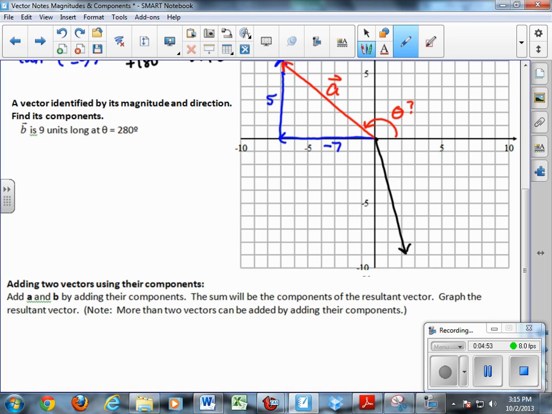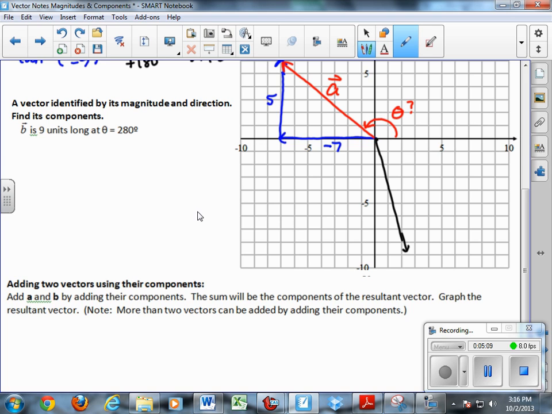That's probably a little bit too long, slightly too long. Now I'll be able to correct this later when I put in my components, and I may redraw this, but that's basically what it looks like, all the way around to 280, about 9 units long.